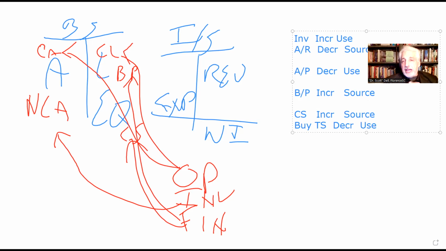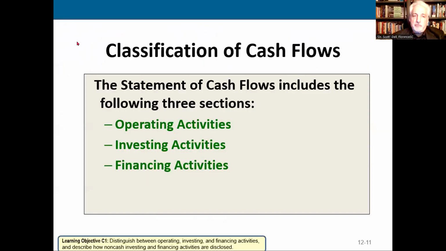So the same way our assets increase is a use, our asset decrease is a source, our liability and equity increase is a source, and a decrease is a use. That's going to come in real handy when we're trying to figure out how this fits on a cash flow statement altogether. So let's go back and let's go see our PowerPoint again.